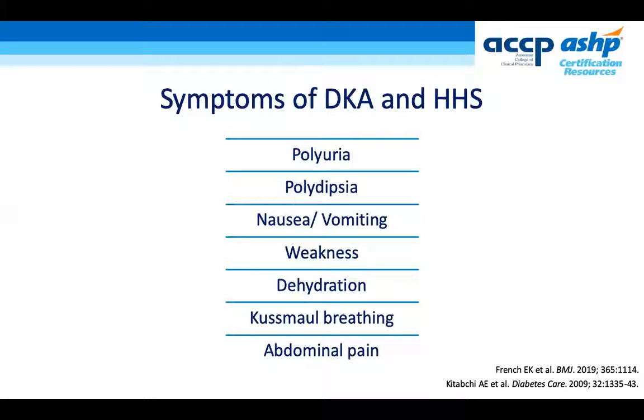So your symptoms of DKA and HHS include polyuria, polydipsia, nausea and vomiting, weakness, and dehydration because of the fluid shifts that are occurring within the body. You get Kussmaul breathing in these patients and often abdominal pain as well. So some of the symptoms are really non-specific. However, the Kussmaul breathing, combined with the polydipsia and the weakness, are definite key signs here in these patients.